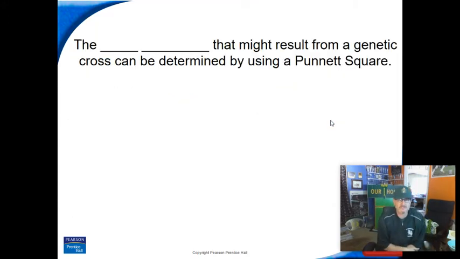Okay, please use this as an opportunity to practice a little bit with your notes. You might want to take a look back at number 17 for this. The blank blank that might result from a genetic cross can be determined by using a Punnett square. Oh, beg your pardon. This would be number 18. You'd want to take a look back.